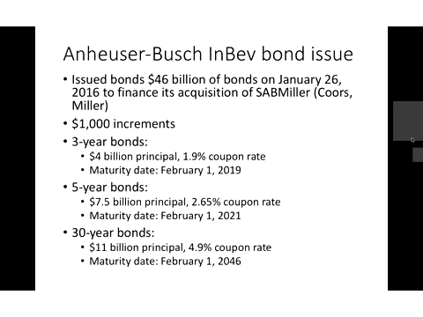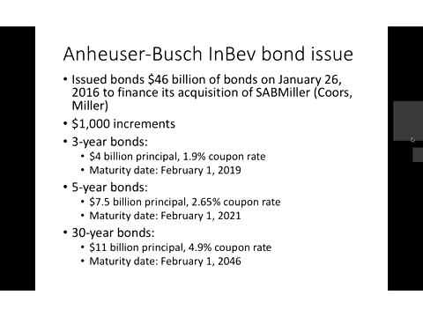So our facts, and these are given on your handout, top of page 3: Anheuser-Busch issued $46 billion of bonds on January 26, 2016. Second largest corporate bond issue in history, because they want to acquire SAB Miller. Those bonds were issued in increments of $1,000. Interestingly enough, there were only 30 purchasers. This was sold to big institutional investors.